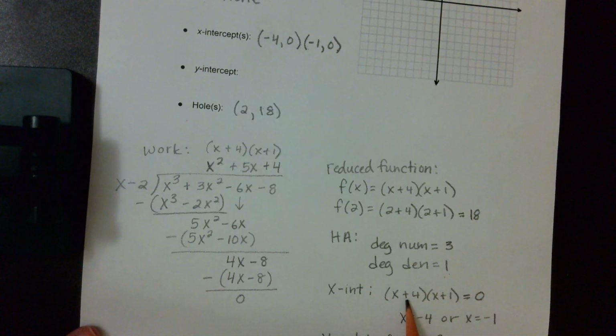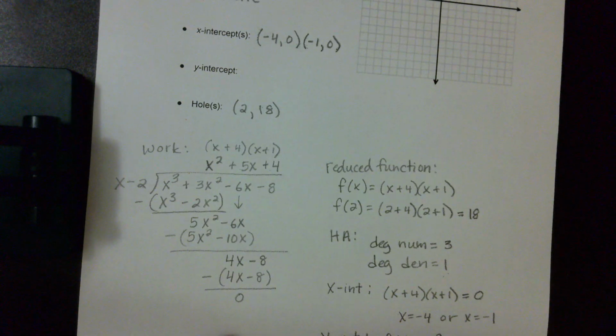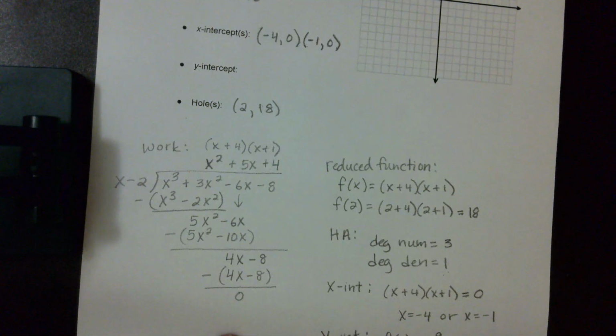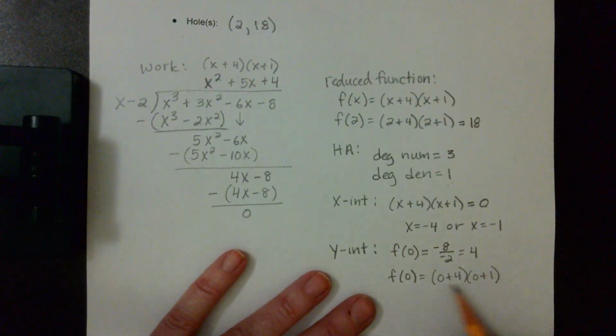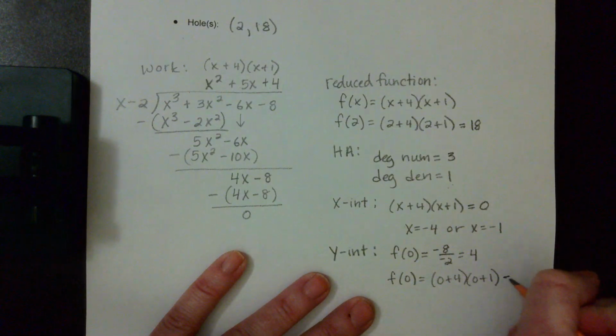If you plugged into your reduced function, f of 0 equals 0 plus 4 times 0 plus 1. Oops, sorry about that. So if you put 0 into your reduced function, 0 plus 4 times 0 plus 1, you would also get 4.